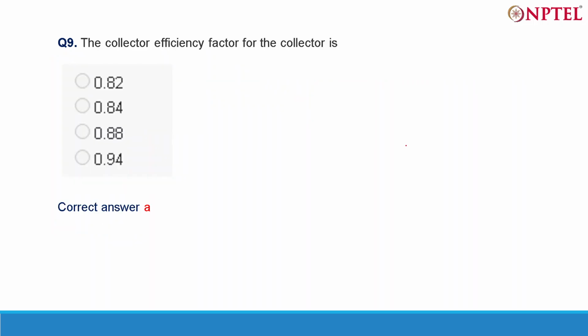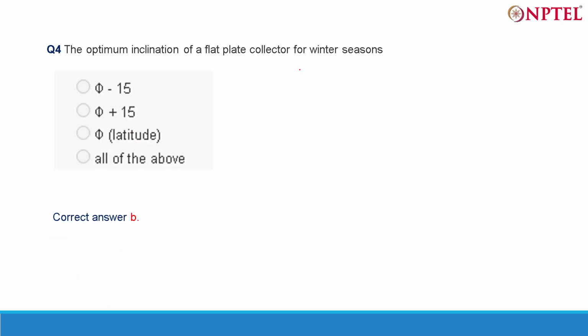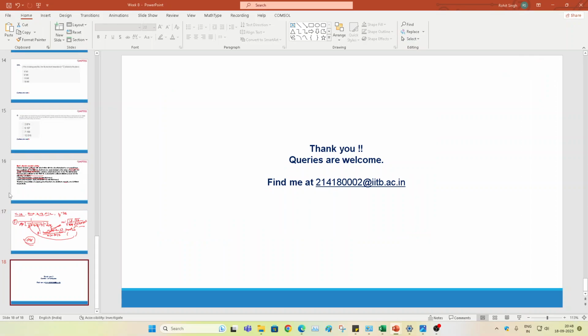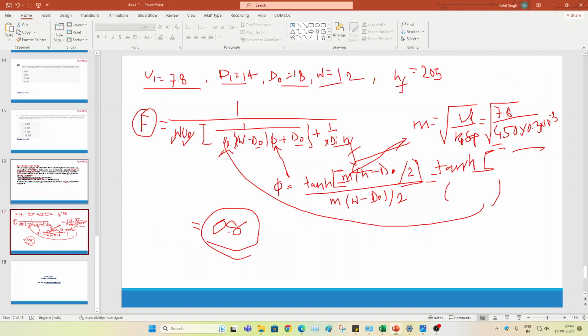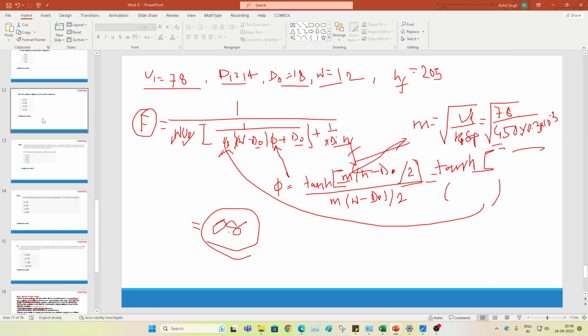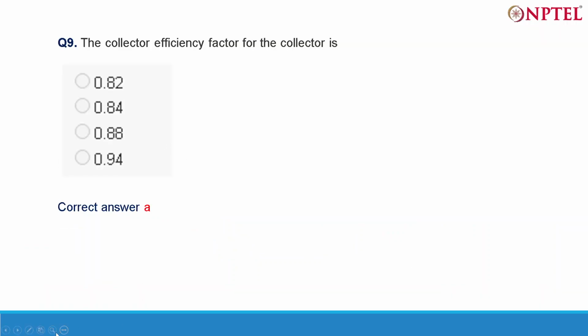Moving to the next question, the collector efficiency factor. We actually discussed a lot here. Just put the formula. I think I solved the question here. Collector efficiency factor, yeah, this one was based on the collector efficiency factor. So you use this formula. This is the same type of numerical which we had solved. So the correct answer will be A, 182.